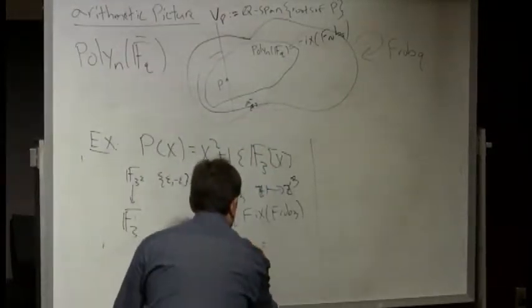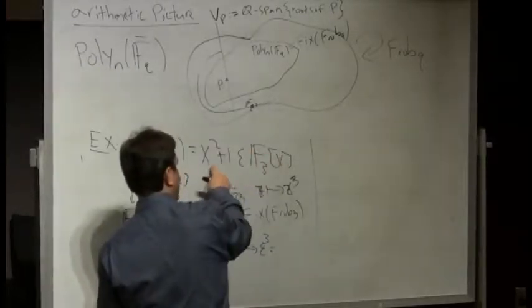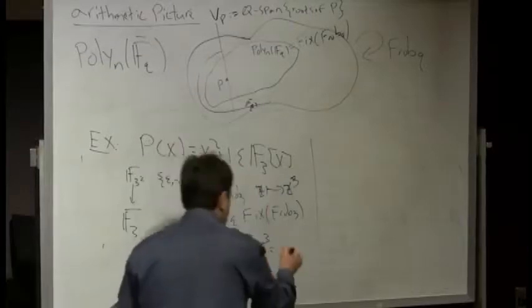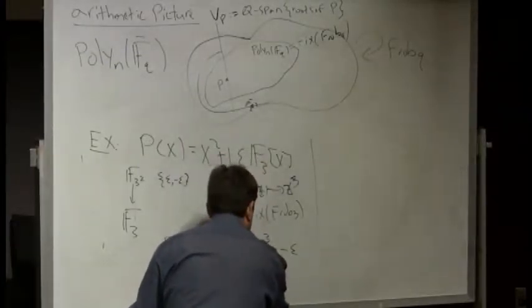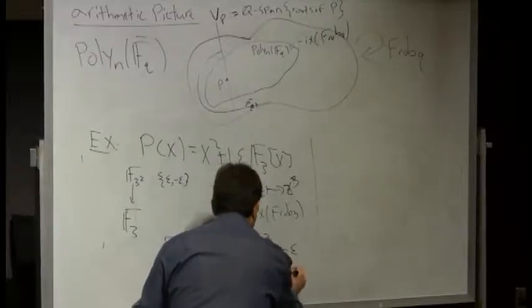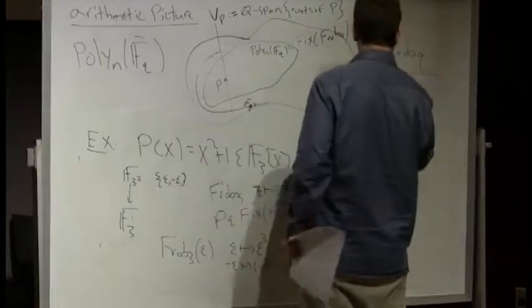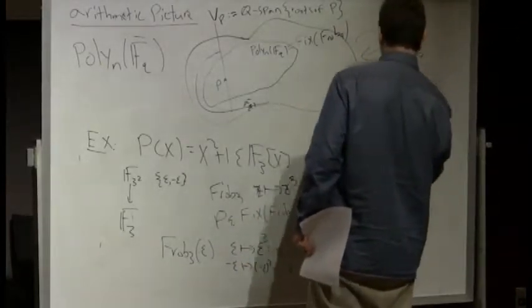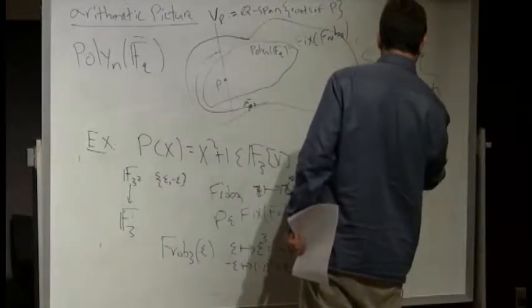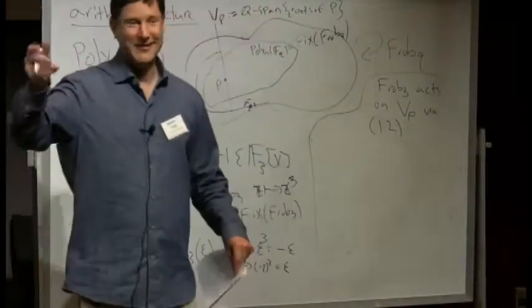It takes epsilon to epsilon cubed. But epsilon cubed, epsilon squared is equal to minus 1. So this is minus epsilon. And minus epsilon goes to minus epsilon cubed, which goes to epsilon. So the cool thing is Frobenius 3 acts on V sub P by a transposition, (1 2). It switches the two roots.